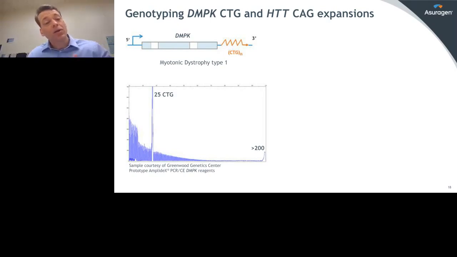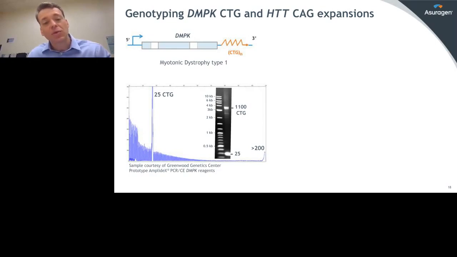What about a larger expansion? This one goes out to beyond 200, which would suggest a more severe disease. By comparison, this is a residual clinical sample that was provided to us from Greenwood Genetic Center. And you can see the trace on the SeqStudio.